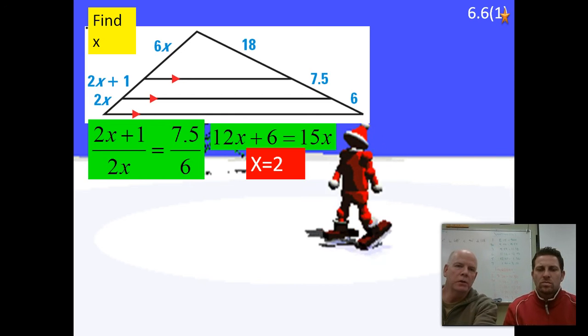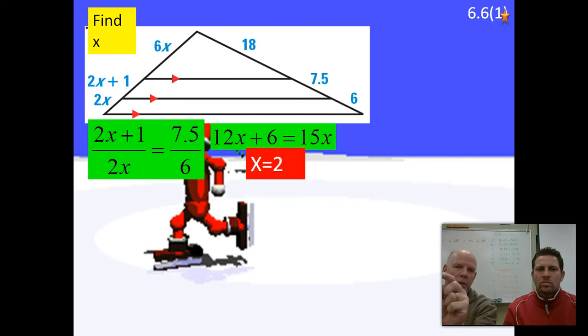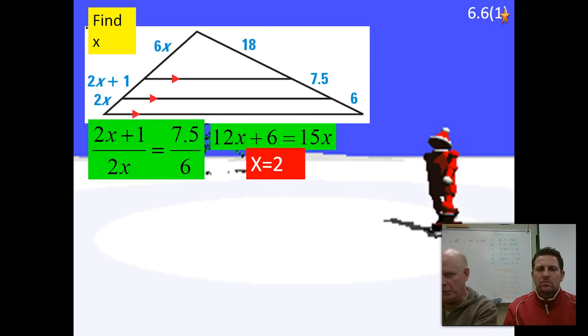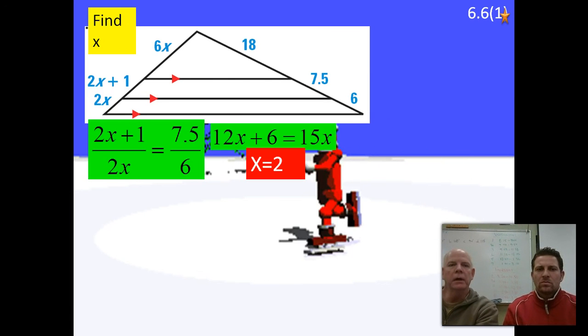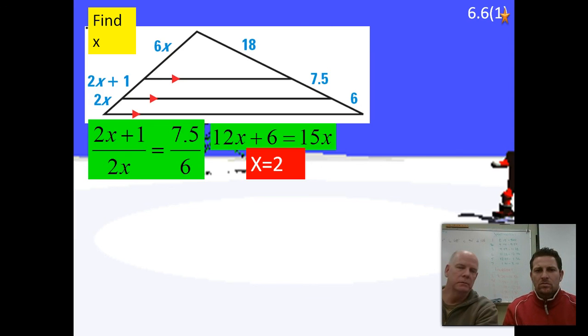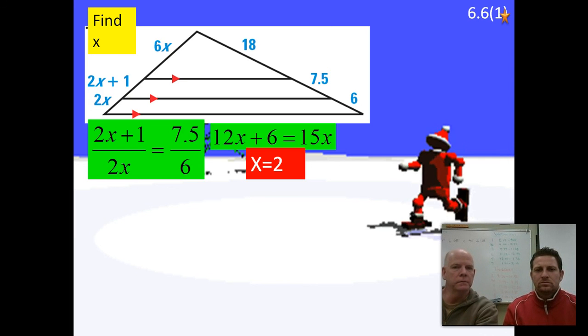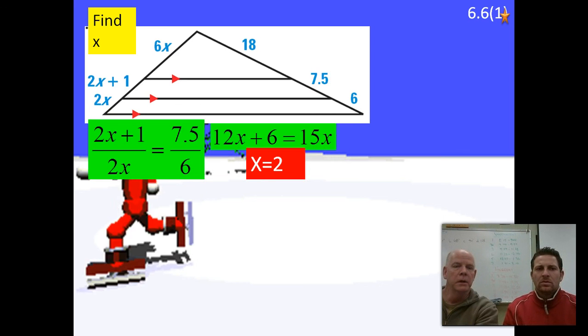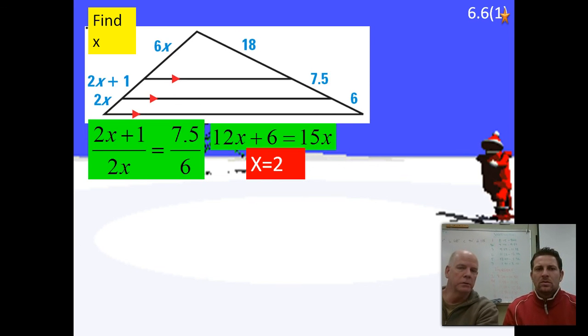The main key to this, of course, is being able to set up the original proportion. As long as you can see that the proportion is set up from middle side to bottom side on the left, middle part to bottom part on the right side, then the rest is just algebra, just solving the proportion like we did in the last video that we talked about. Actually, from section 1 we've been working on proportions in this chapter. So as long as you can set up the proportion correctly, you should be able to solve it.